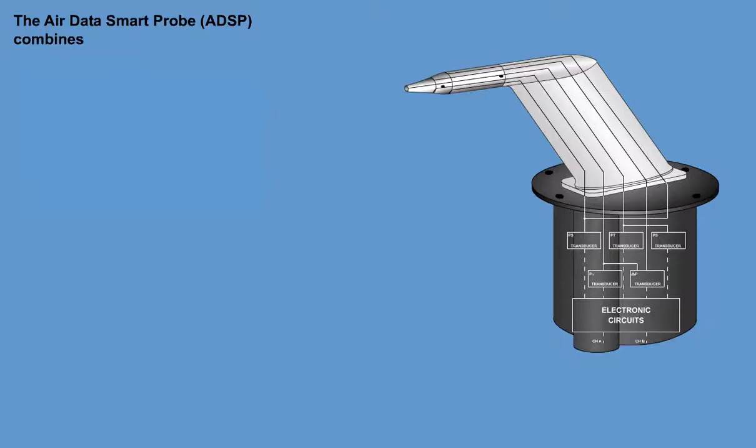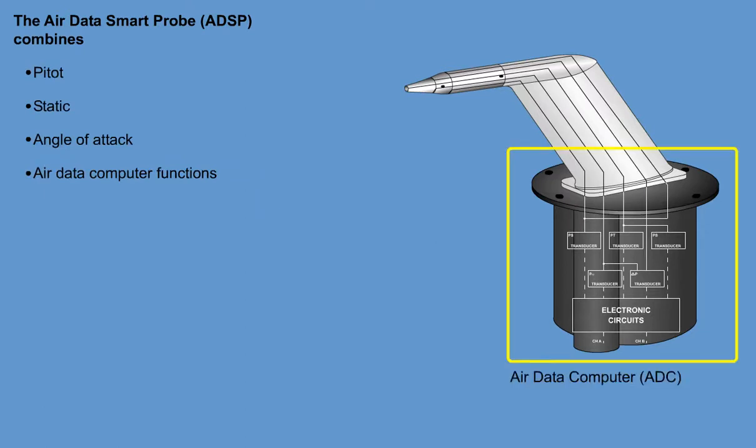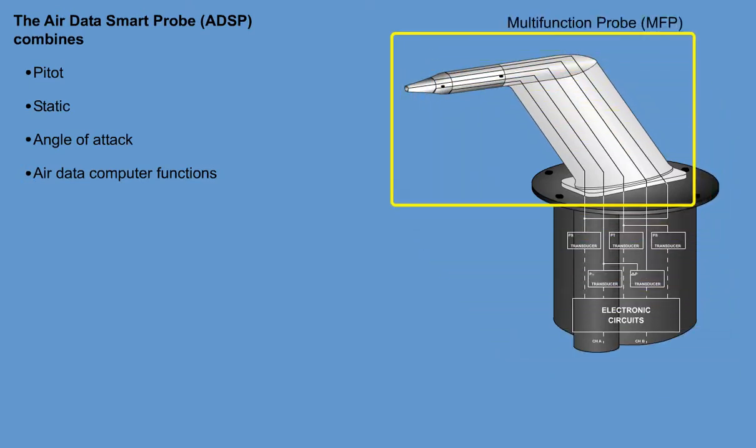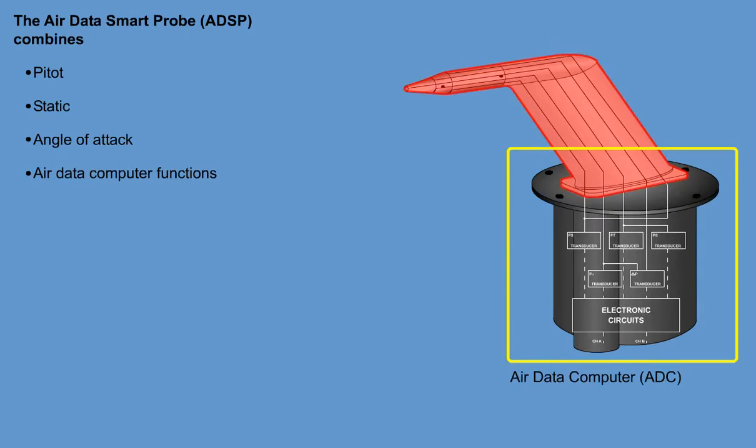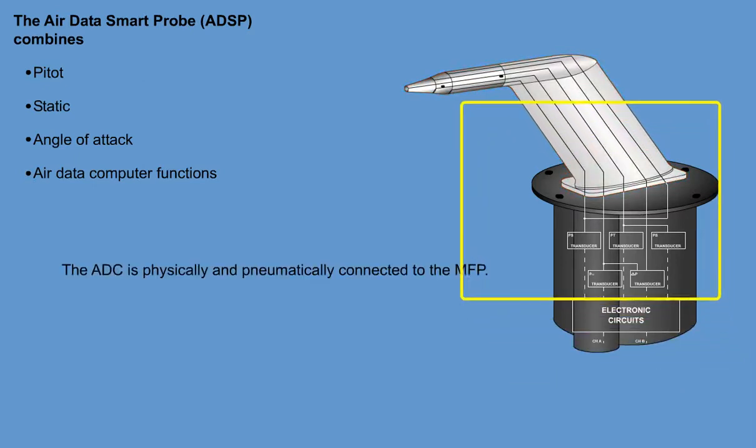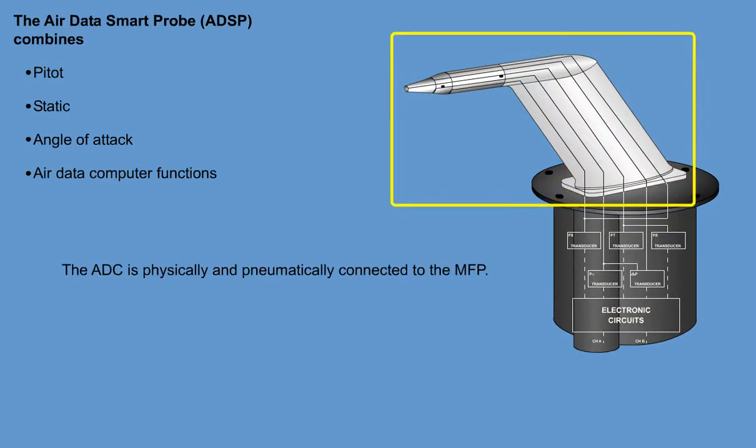The Air Data Smart Probe, ADS-P, combines pitot, static, angle of attack, and some air data computer functions into a dual-channel unit. It consists of an air data computer attached to a multifunction probe. The MFP utilizes a single heater element to ensure that the probe strut and head remain free of ice. The ADC monitors the probe current to detect any heater failures and actively controls the heater temperature. The ADC is physically and pneumatically connected to the MFP.